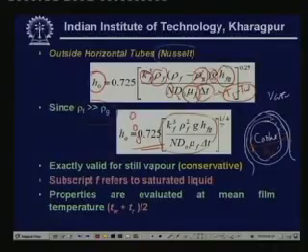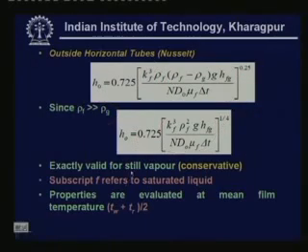because of the movement of the vapor. Okay. And here all the properties, that is the thermal conductivities, densities, latent heat, viscosity, etc., are evaluated at mean film temperature. Mean film temperature is defined as the saturation temperature of the vapor plus wall temperature divided by 2. Okay, so this is the condensation heat transfer coefficient outside a horizontal tube.